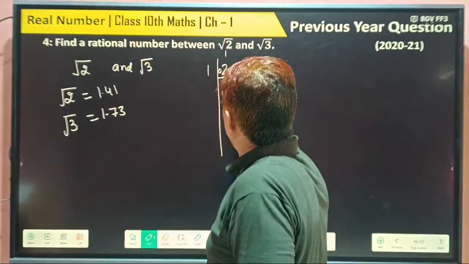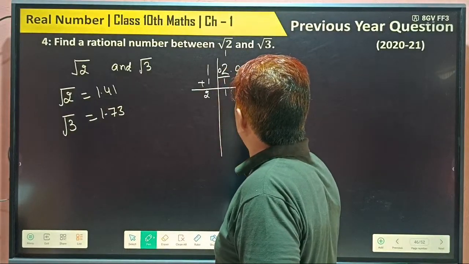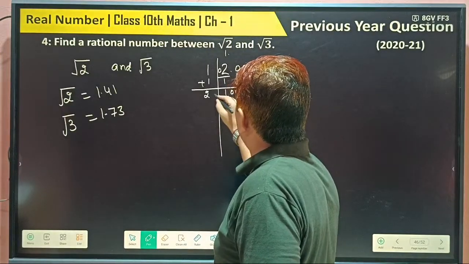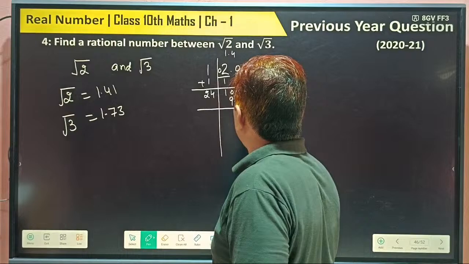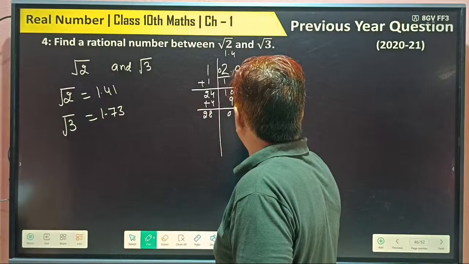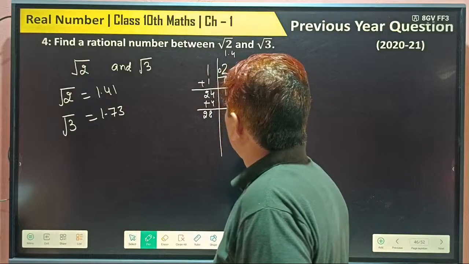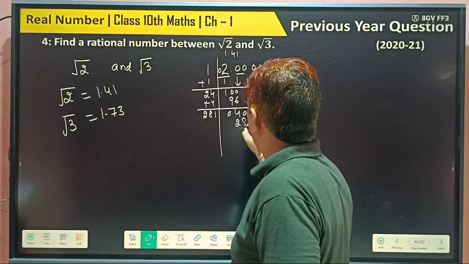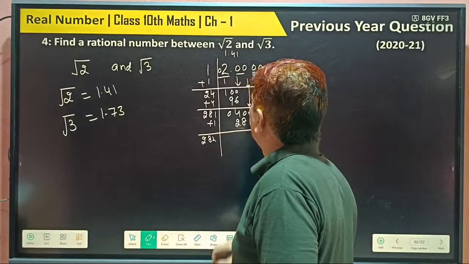1 1 is 1. So 1 plus 1, 2. 1 is there. So what's coming? Decimal is there, 0 0. So 44, 4 times is 96. So plus 4, how much? 28. How much? 0 4. What's coming? 0 0. So 1 times. So 281 plus 1, 282. So how much?